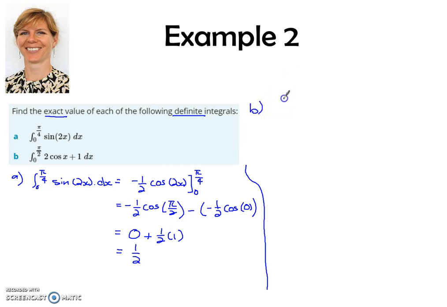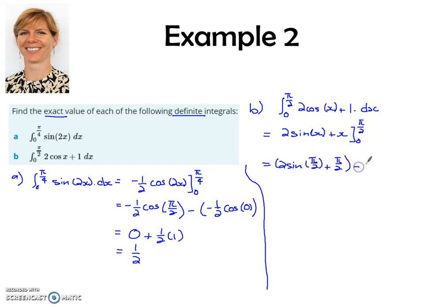And then for b, we're now going from 0 to pi on 2 of 2 cos x plus 1. So to integrate that, we get 2 sine x plus x between 0 and pi on 2. So starting with the upper limit, pi on 2, that gives me 2 sine pi on 2 plus pi on 2. Take 2 sine, let's use brackets, 0 plus 0.